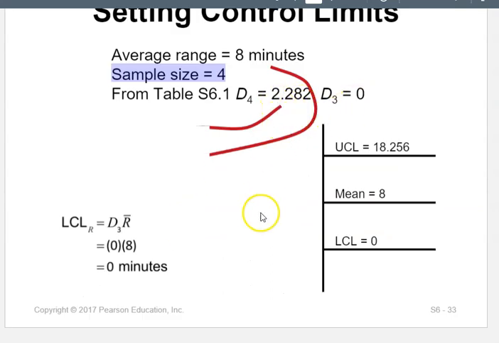Okay, so we just need to plug in the numbers. For the lower bound we have 0 times 8, which is 0, so the lower bound is 0. Upper bound, we can see that it's 18.256, but I want you to calculate it. So spend maybe 2-3 minutes maximum and calculate. Make sure you get this number right. Use your calculator and get this number, the upper bound. See if you can do it.